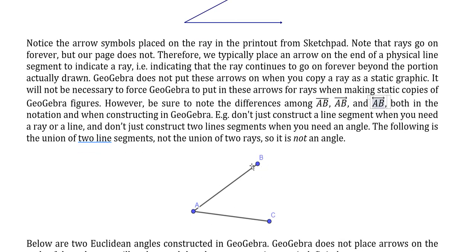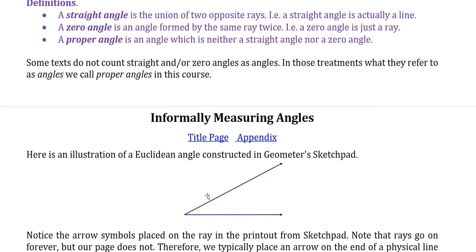So this in GeoGebra is not an angle. It's the union of two line segments with a common endpoint, not the union of two rays with a common endpoint. So this is not an angle because it's not two rays. When you're constructing, if I say construct an actual angle in GeoGebra, that's the angle you want to do. It's not the measure of this object. It's not any kind of marker that we might put on it. It's just two rays like this up here.